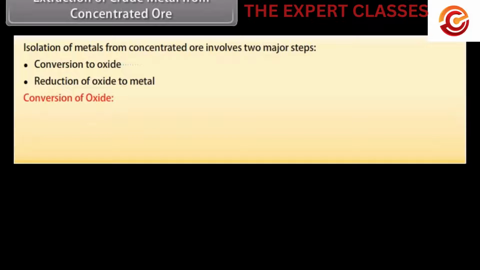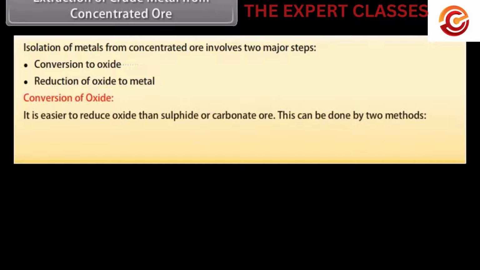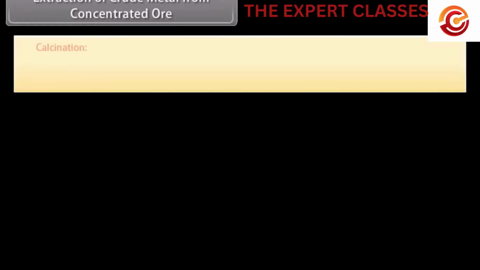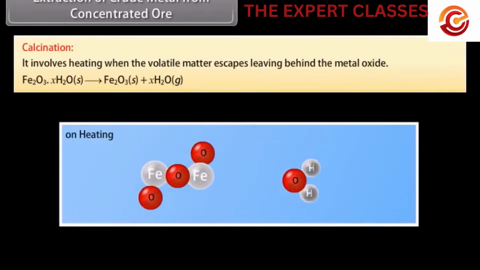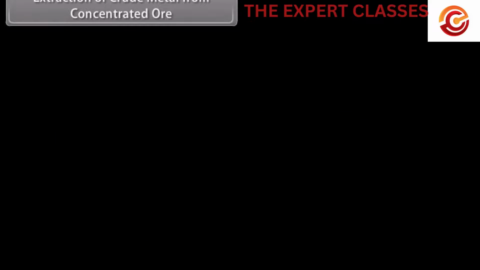Conversion of oxide. It is easier to reduce oxide than sulfide or carbonate ore. This can be done by two methods: calcination and roasting. Calcination involves heating, when the volatile matter escapes, leaving behind the metal oxide.